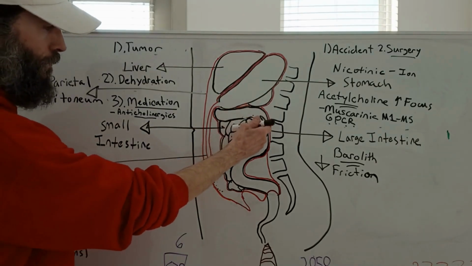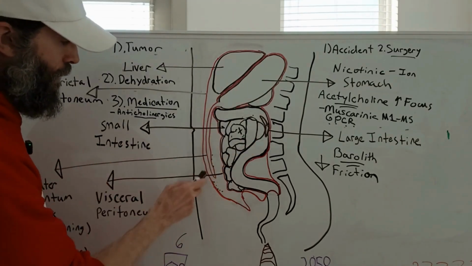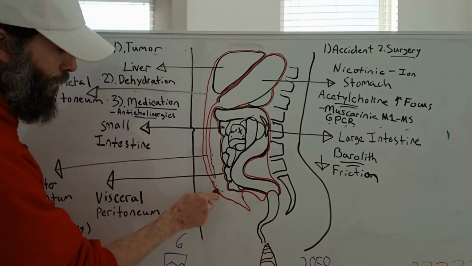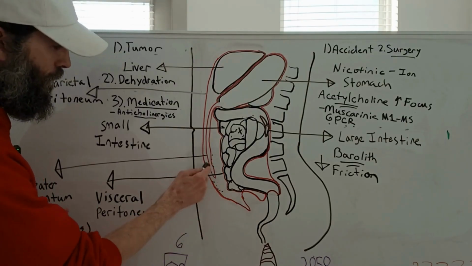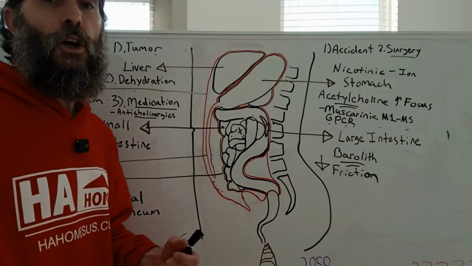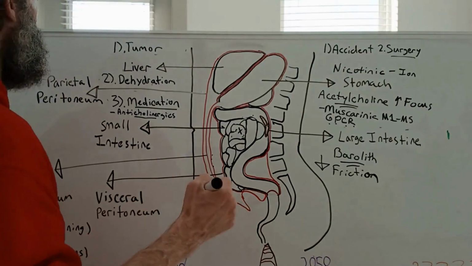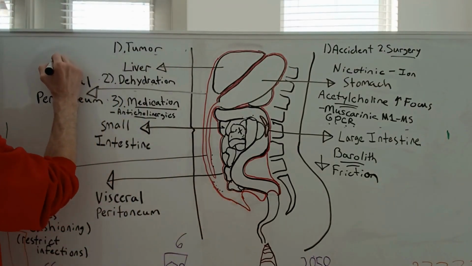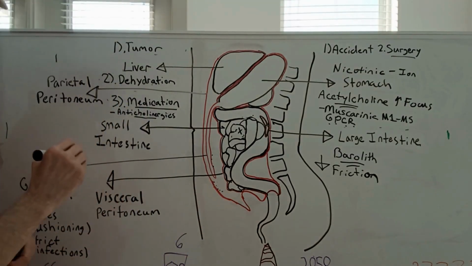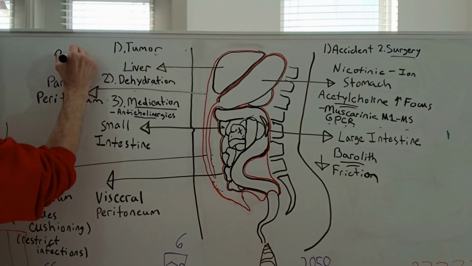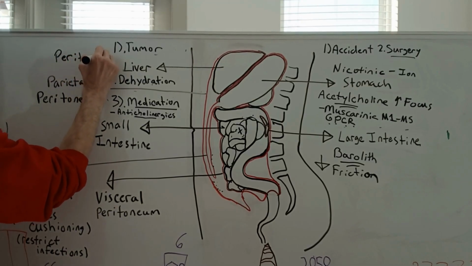So the food substances get out along with bacteria. The bacteria, the food substances, whatever, it's going to land on the peritoneum in this example, and it's going to irritate it. It's going to cause inflammation. That inflammation of the peritoneum is called peritonitis.